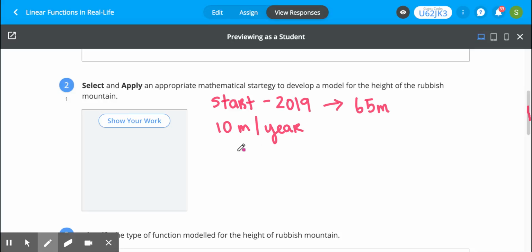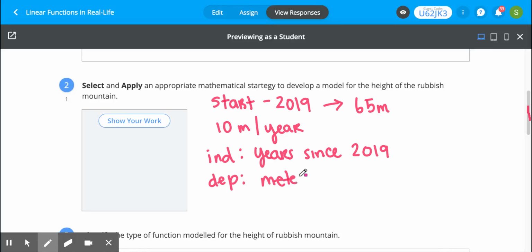So I'm going to define the variables here. What I mean by that is, what is my independent variable and what's my dependent variable? The independent variable is going to be the years, or the years since 2019. We can get really specific here. The dependent variable is the meters, or I guess I should have said this the other way around. It's the height of the rubbish.